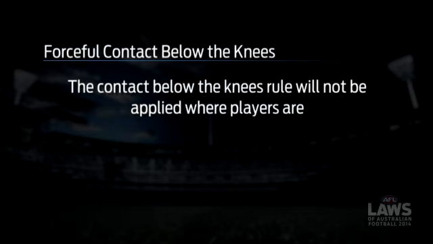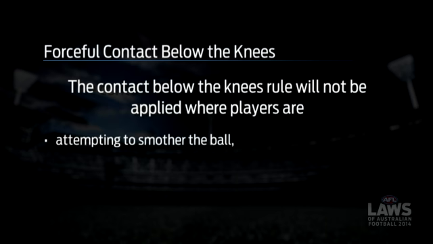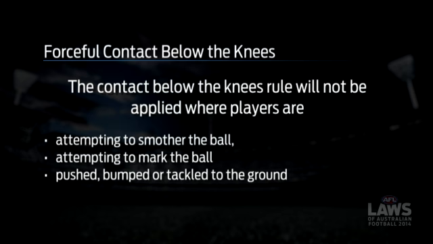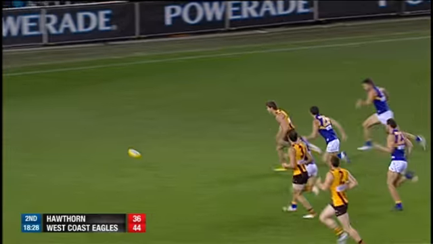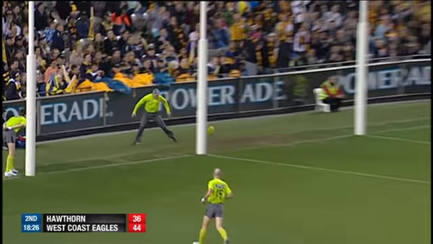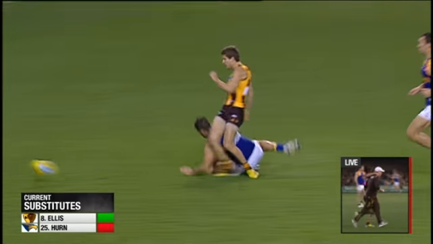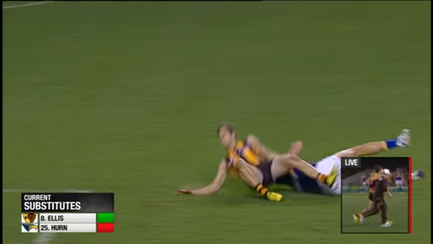The contact below the knees rule will not be applied where players are attempting to smother the ball, attempting to mark the ball, pushed, bumped or tackled to the ground, already on the ground and then reach out for the ball. In the following example, Brown attempts to smother the kick of Bruce and therefore will not be penalised.